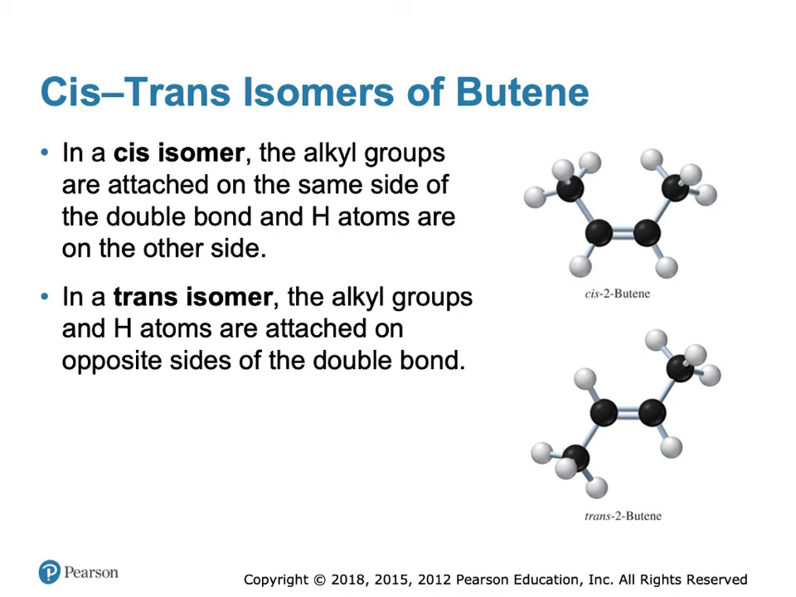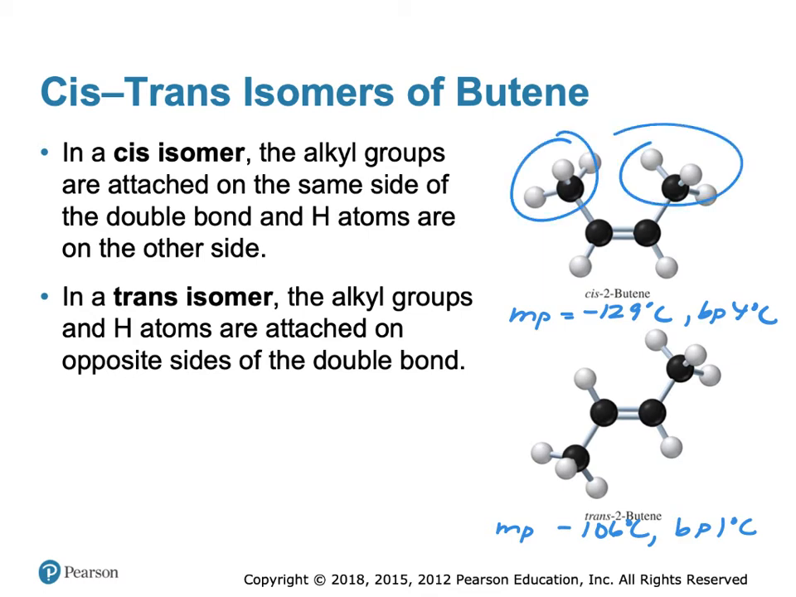Let's look at the cis and trans isomers of butene. In cis-2-butene, the methyl groups are on the same side of the double bond. The melting point for this compound equals negative 129 degrees Celsius, and the boiling point is 4 degrees Celsius. If we look at trans-2-butene, the melting point is negative 106 degrees Celsius, and the boiling point is 1 degree Celsius. So you can see if the methyl groups are on the same side of the double bond, you have different physical properties than if the methyl groups are on opposite sides of the double bond.